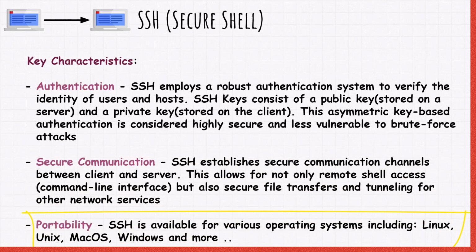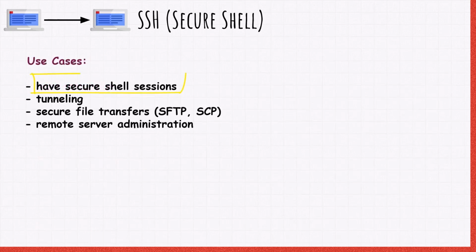And the last characteristic that we want to talk about is portability. SSH is available for various operating systems, including Linux, macOS, Windows, and more. This cross-platform support makes it a versatile choice for administrators and developers working with different systems. Some of the use cases of SSH would be to have secure shell sessions, tunneling, secure file transfers, which is with SFTP and SCP, and remote server administration. Alright, those would be some of the basic things that you want to know about SSH.